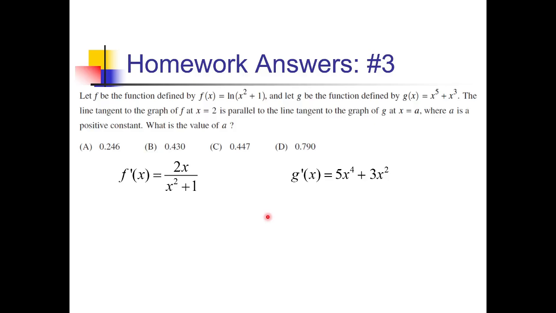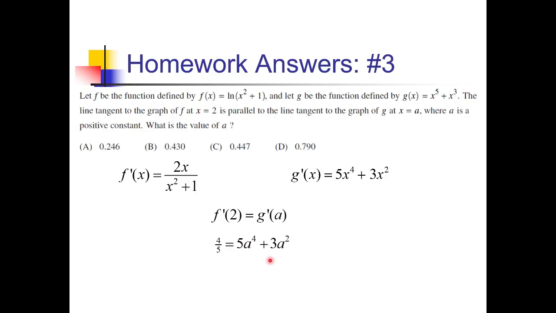Now if I plug 2 into f prime and a into g prime, those two things should be equal. So we've got f prime of 2 equals g prime of a. Now f prime of 2 we can do pretty quickly here. That's just going to be 4 over 5. And g prime of a is also pretty easy. We're just replacing the x with an a. So we have 5a to the 4th plus 3a squared. And at this point all we're doing is just solving for a.